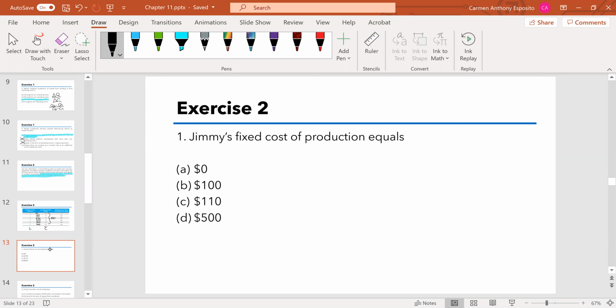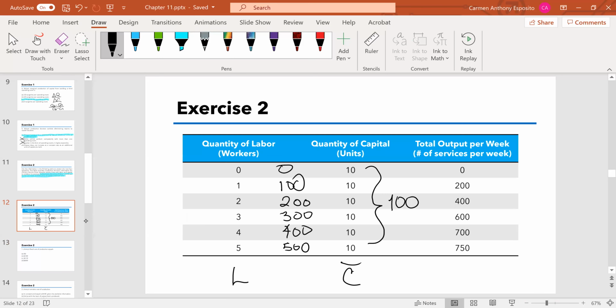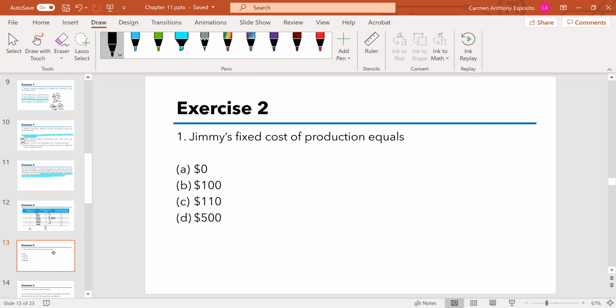Jimmy's fixed cost of production equals what? Well, from up here, it's 100, if we're talking about per week. And so, per unit. So I'm going to say that the answer is B.